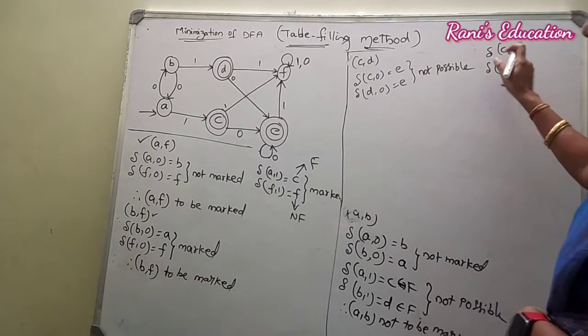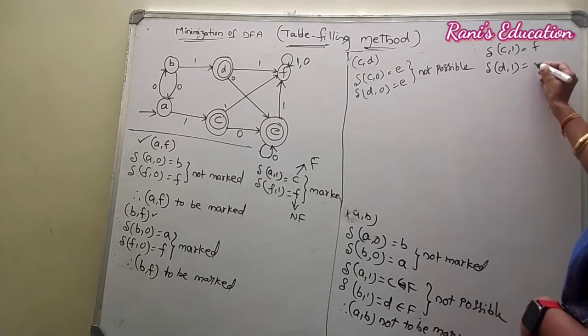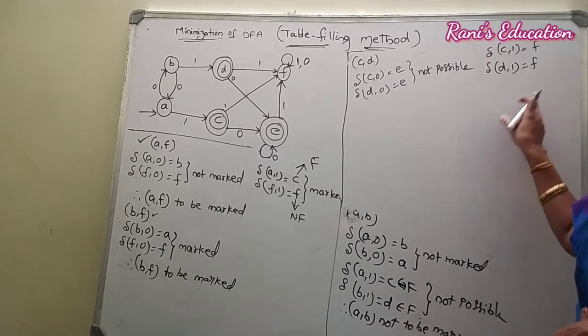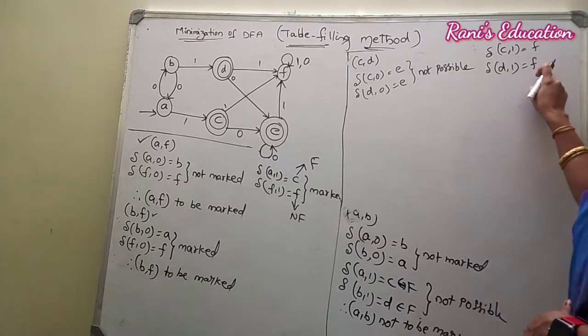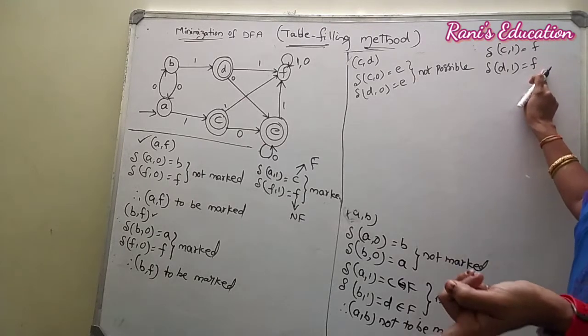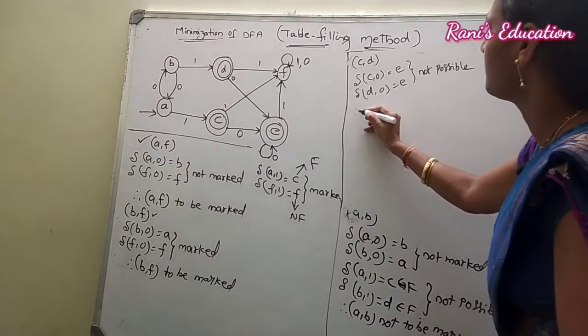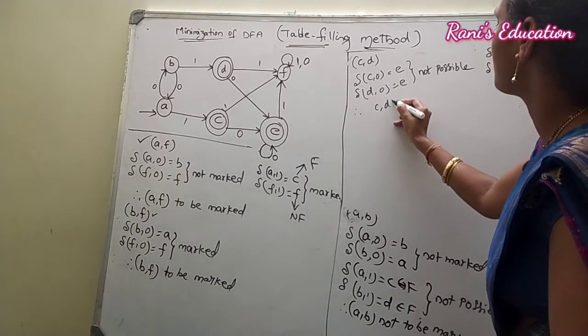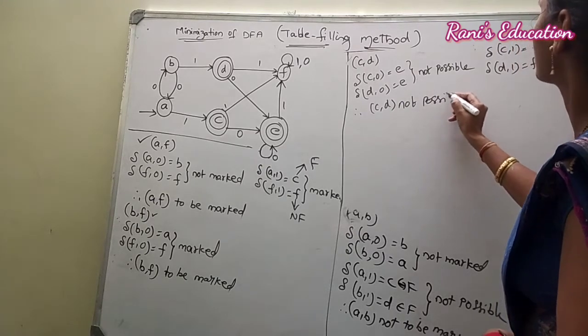So what is C comma 1 here? That is F. D comma 1, which is also F. Is it possible to mark in the table? No. Why? Because here the resultant state pair contains only the same single symbol, that is F. So which is not possible to mark. Therefore, the state pair C comma D is not possible to mark.